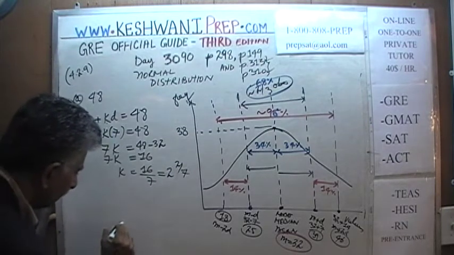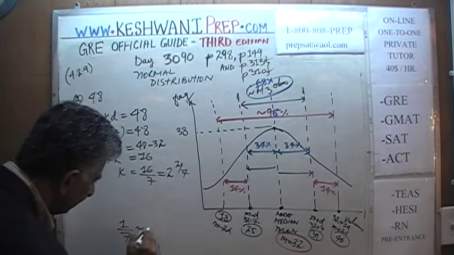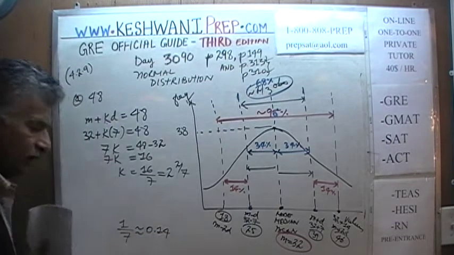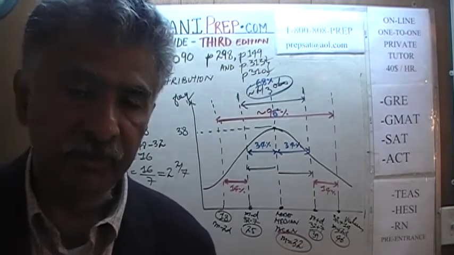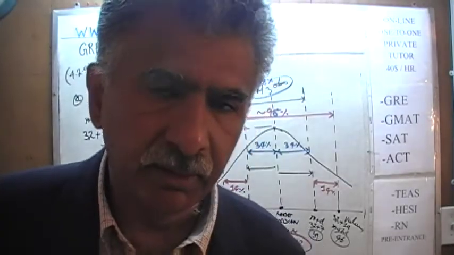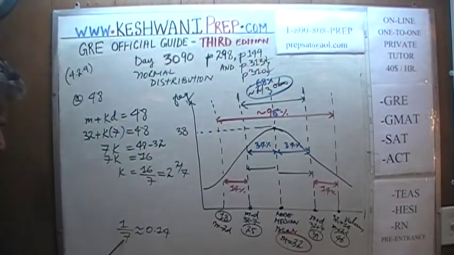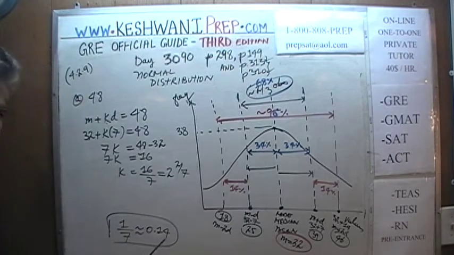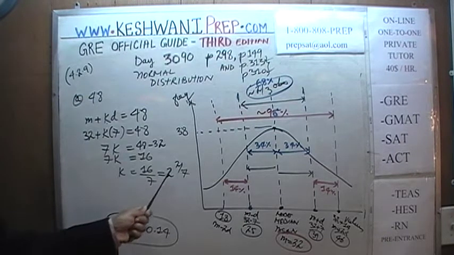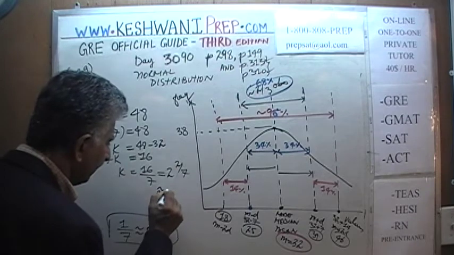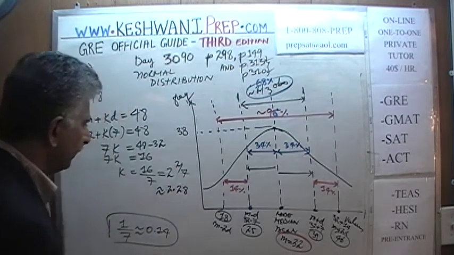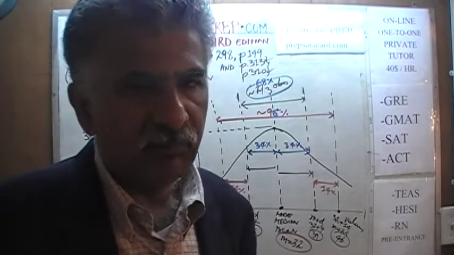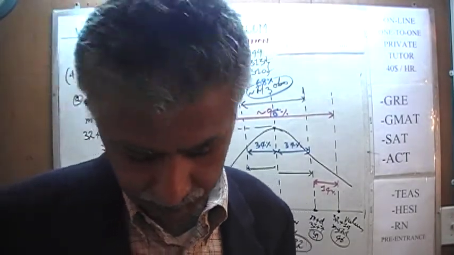16 over 7 is the same as 2 and 2/7. And we know that 1/7 is approximately 0.14. If you don't know it, you should know it by heart. I just remember it. I have a trick to memorize it: I see a 7, just multiply 7 by 2 and we get 14. That's how I remember it. 1/7 is approximately 0.14. Here we have 2/7, so it's going to be approximately 2.28. There you go. A score of 48 is 2.28 standard deviations above the mean.